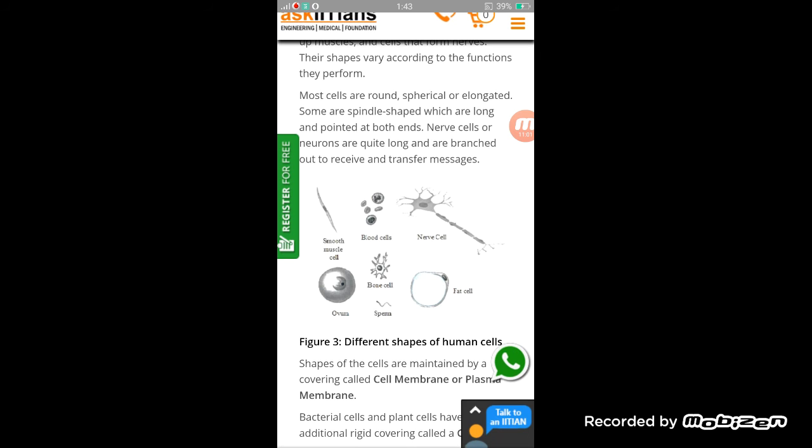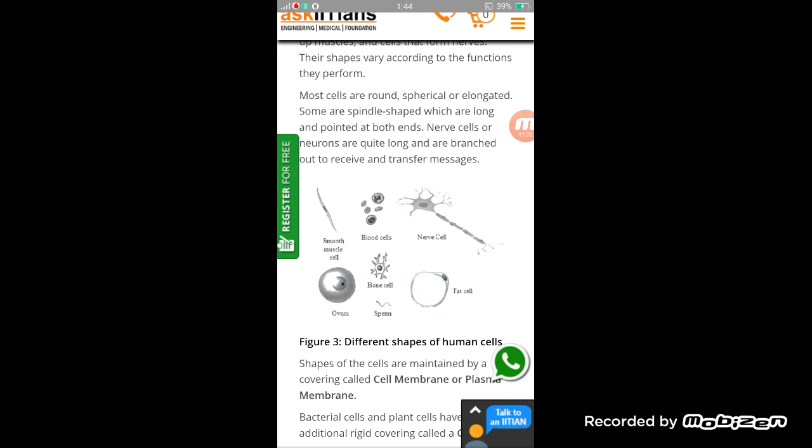Most cells are round, spherical, or elongated. Some are spindle shaped also, which are long and pointed at both the ends. Nerve cells or neurons are quite long and are branched out to receive and transfer messages. So you can note this point, nerve cells transfer messages.